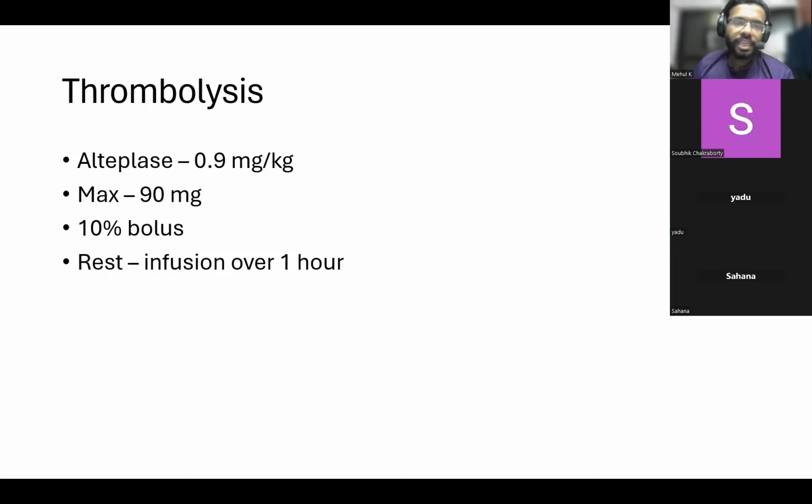What can we give for thrombolysis? You can give alteplase, dose 0.9 mg per kg. You don't have to memorize this, you can always refer. Maximum 90 mg. 10% you give as a bolus. The rest is infusion over 1 hour.